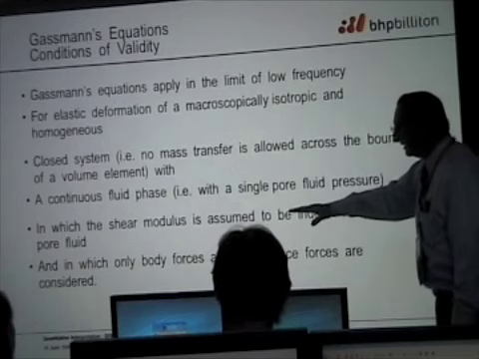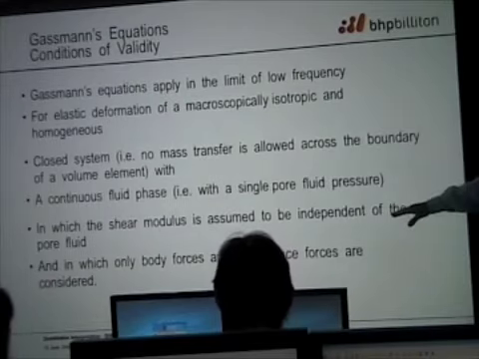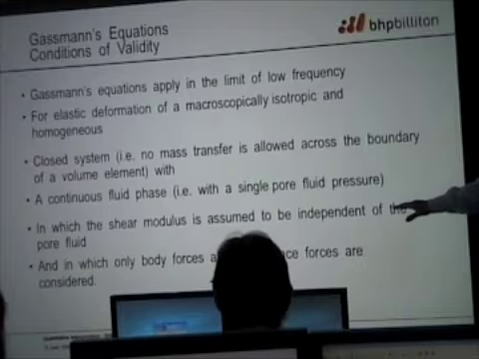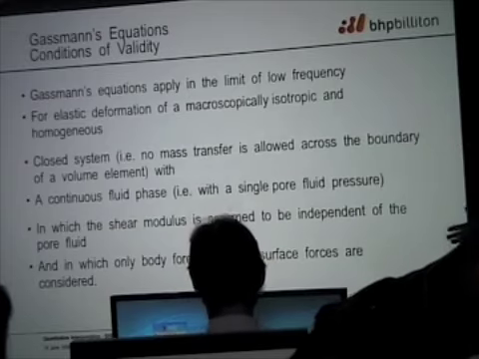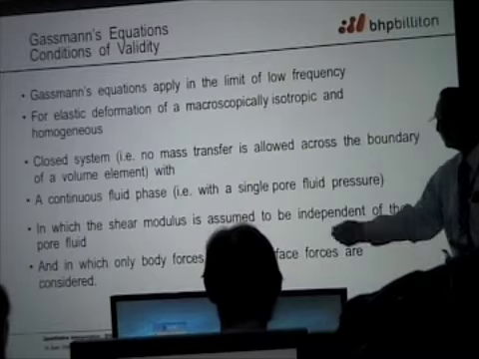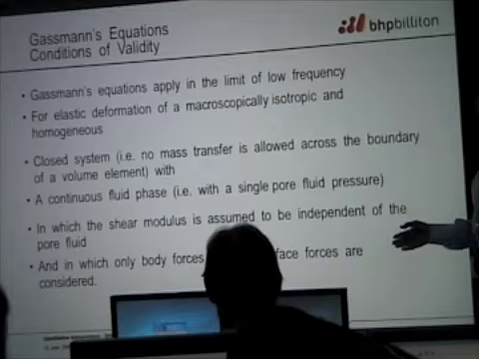The shear modulus, as I put it in the equations before, is assumed to be independent of the pore fluid. Jim Berryman has since shown that this is really an assumption. It was an obvious assumption that Gassmann made. Since fluids can't support shear waves, how could they add to the shear modulus of the matrix?